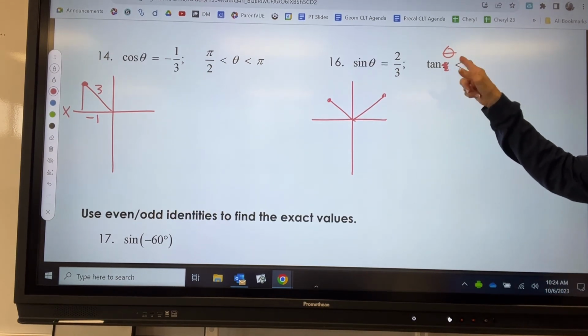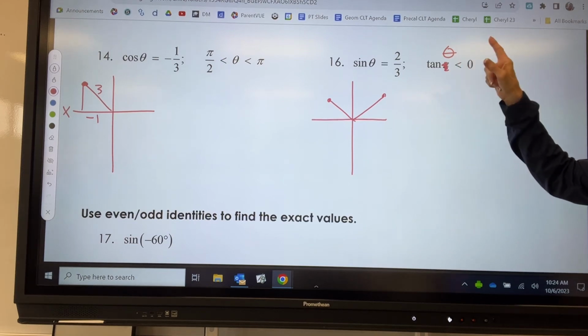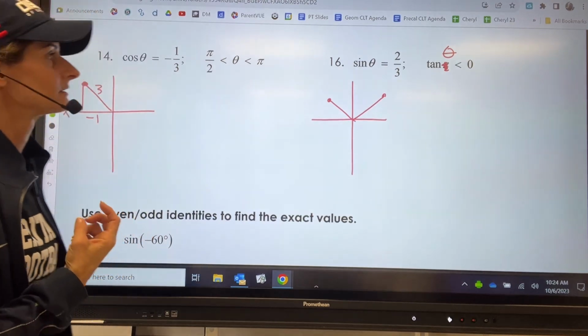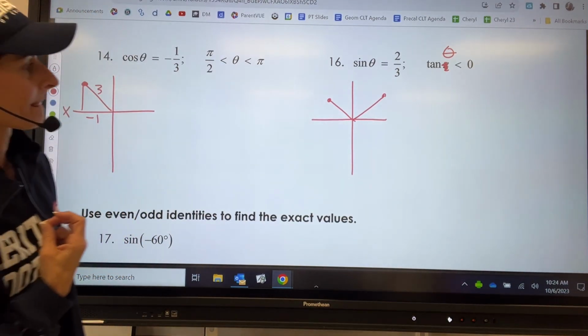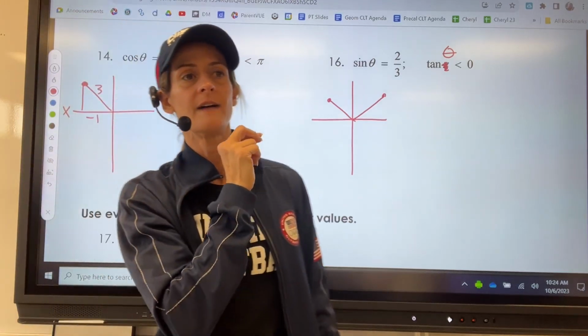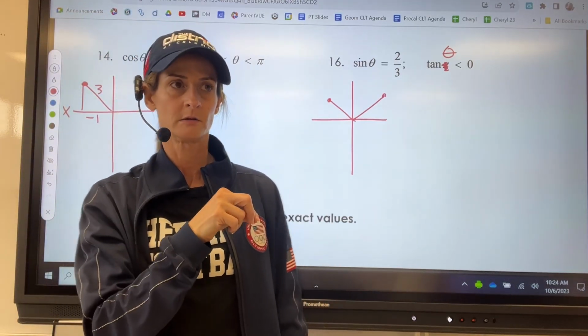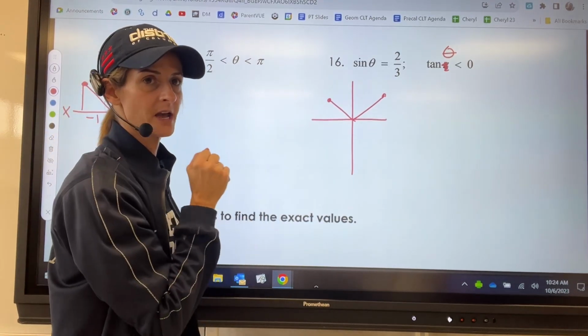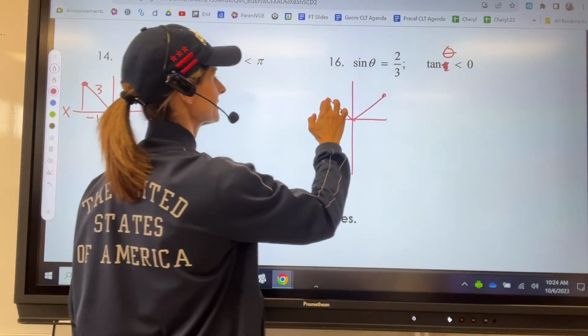They now tell us the second piece of information, the tangent is less than 0. Well, which quadrant is the tangent gonna be negative? The tangent's going to be negative when the signs of x and y are different. So which quadrant has x and y with different signs? So it's going to be right there.